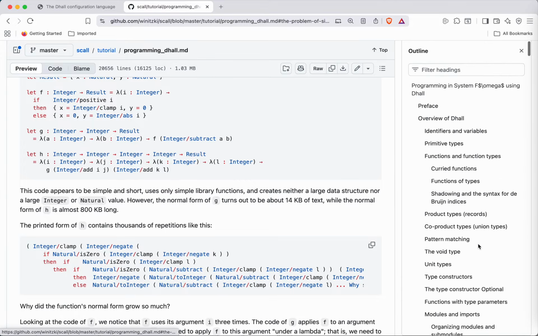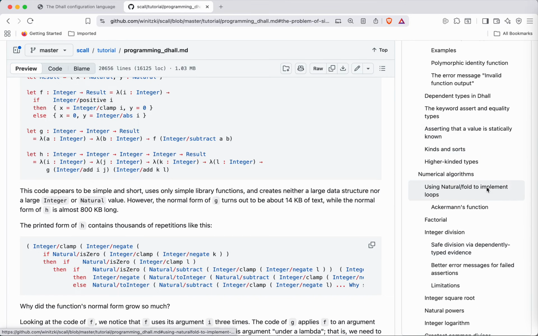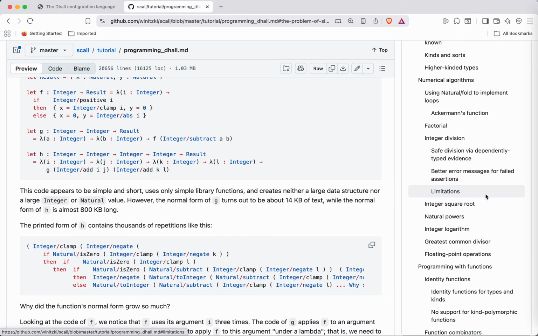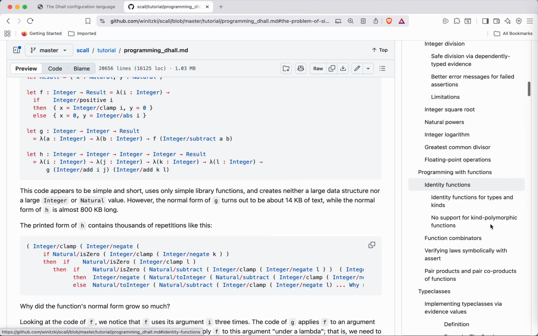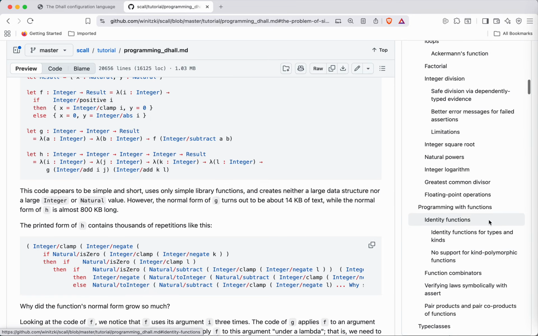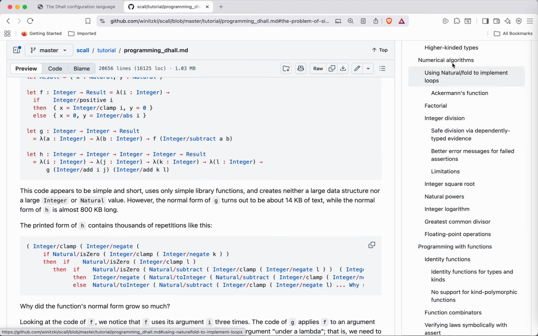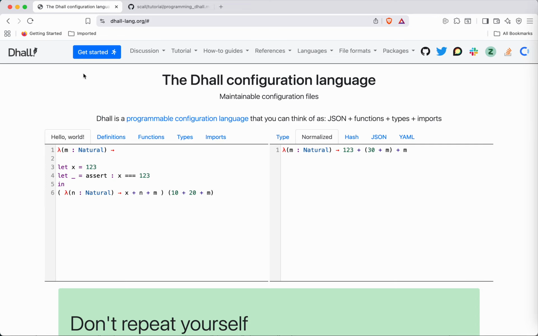So in this book, I give a very detailed overview of all the features that system F omega has and Dhall has, and how to program with them. So I show how to implement, for instance, function combinators like function composition. I also show how to implement numerical algorithms like square root or division, logarithm, and so on, as it's not very obvious how you do this in a language that doesn't have recursion.